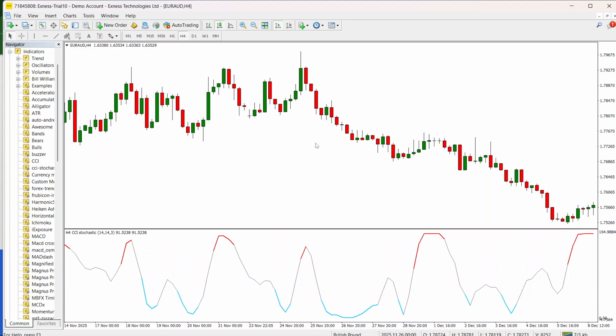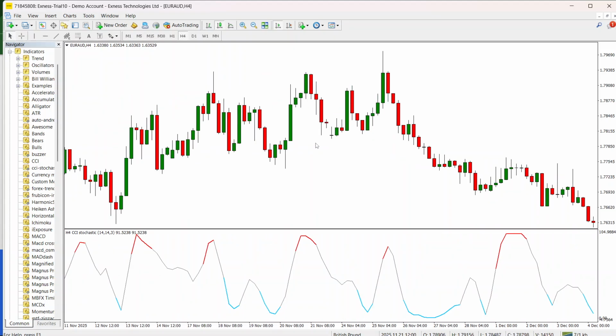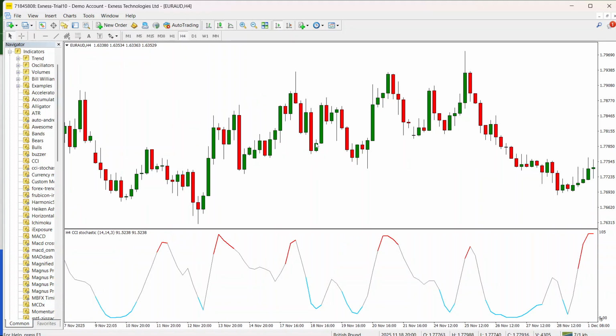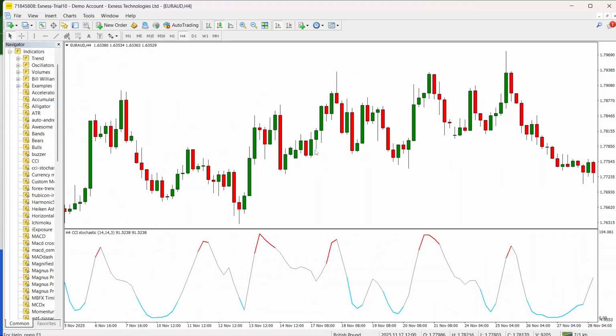It gives you a compact dual oscillator view so you can wait for CCI and the stochastic oscillator to line up before considering potential entries from extreme conditions.